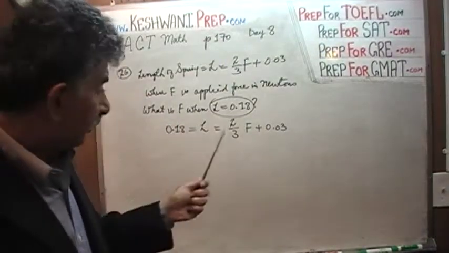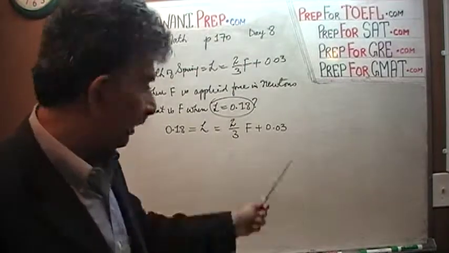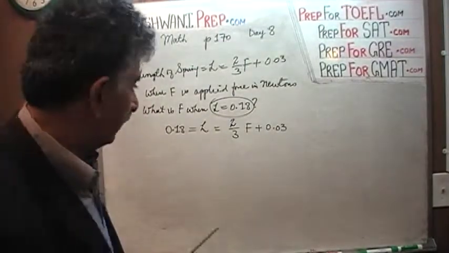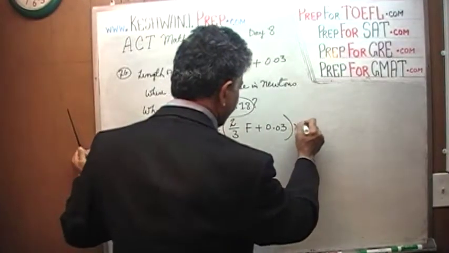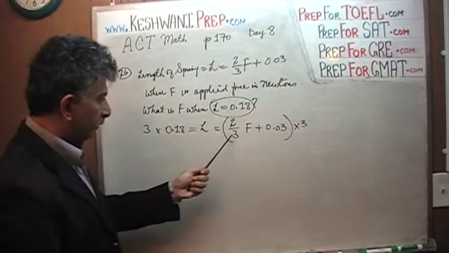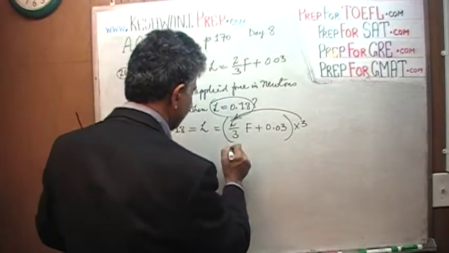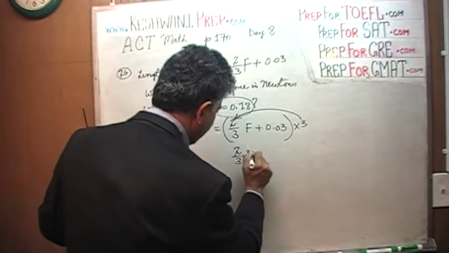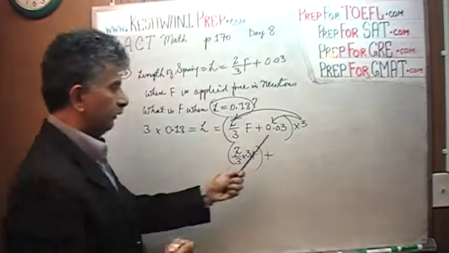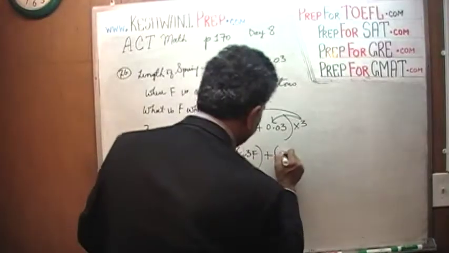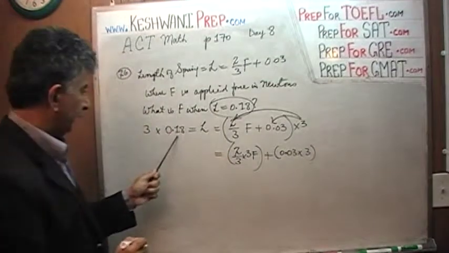The very first thing we need to do is to get rid of this 3 from the bottom. How are we going to do that? We can get rid of this 3 from the bottom by multiplying both sides of the equation by 3. Let's do that. Multiply this side of the equation by 3 and multiply this side of the equation by 3. And when we do that, here we have 2/3 times 3, F, plus 0.03 times 3. And that equals 18 times 3.